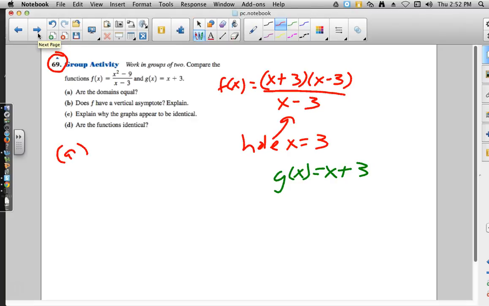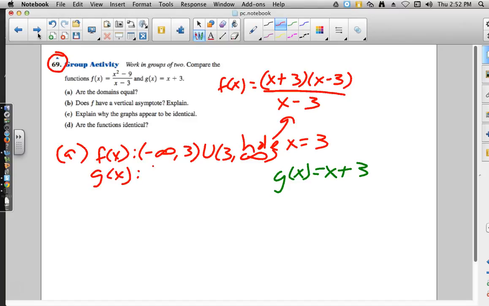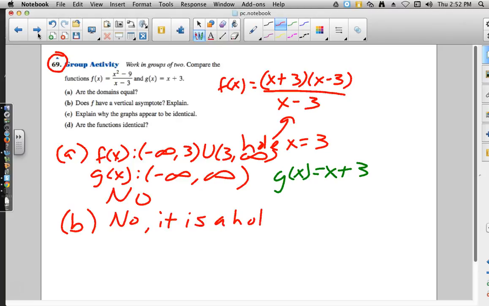So A says, are the domains equal? Well, for f of x, the domain is going to have that hole at 3. We can't use that. So negative infinity to 3, skip it, and go to the other side, 3 to infinity. But our domain for g of x, that's all reals. There isn't anything we can't add 3 to. So the answer to that is no, they're not the same. B says, does f have a vertical asymptote? Well, no, it's not an asymptote. No, it is a hole. It's a point of discontinuity.